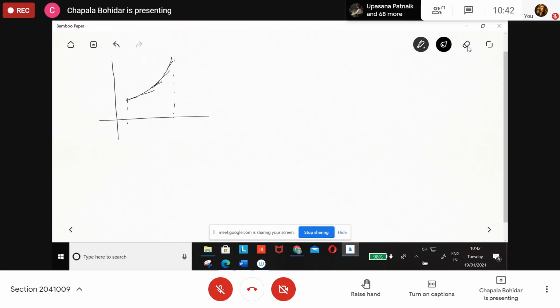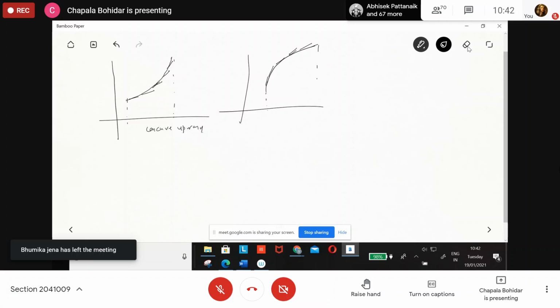So we say if all the tangent lines lie below the curve over some interval, then we say it is concave upward over the interval. If the curve is like this and all the tangents lie above the curve, then we say it is concave downward over the interval. So interval AB here, interval CD.